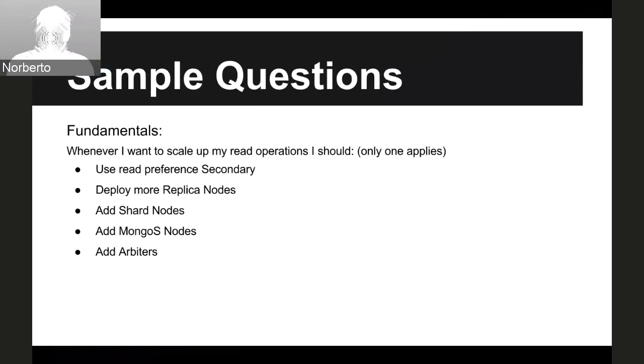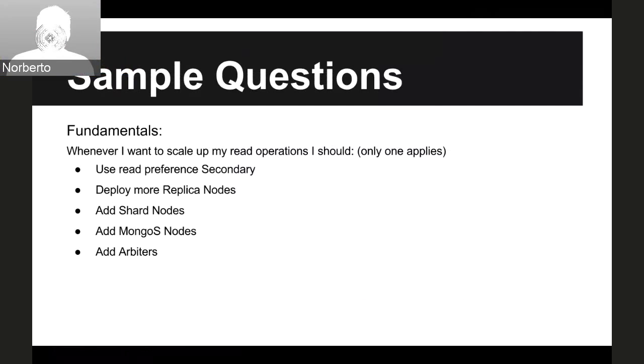Whenever I want to scale my read operations, I should, only one applies: use read preference secondary, deploy more replica nodes, add shard nodes, add MongoS nodes, add arbiters.